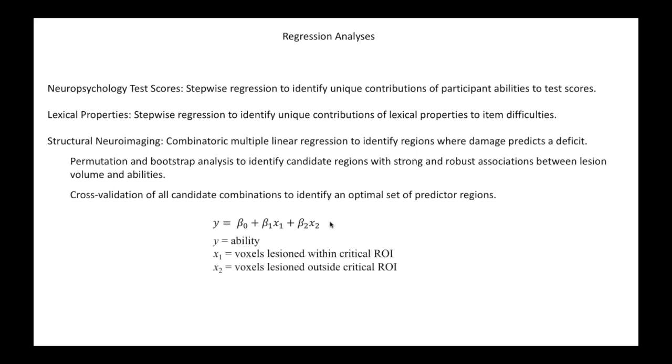And so we try to predict the ability using voxels that are inside a critical set of regions and voxels that are outside of a critical set of regions. And the beta weight, the cost for the critical voxels is going to be very strong, and the cost is going to be very low or close to zero, non-significant for lesions outside. Okay, and I'm going to present this.